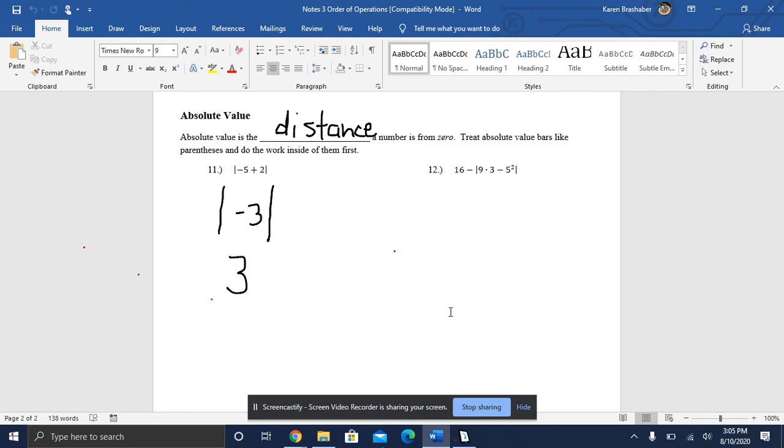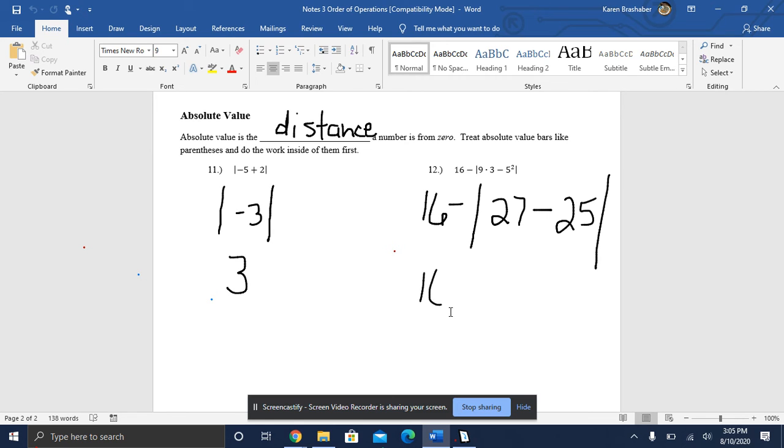On your last problem, number 12, inside the absolute value has to be done first. So we'll recopy 16 minus, and we'll do inside the absolute value. Now here's another example where I could go ahead and just do the 5 to the second power first, but it would be okay to go ahead and do the 9 times 3 along with that. So I'm going to do that. 9 times 3 gives me 27 minus, and then I have my exponent, 5 to the second power. 5 times 5, that's 25. All of this is inside that absolute value.